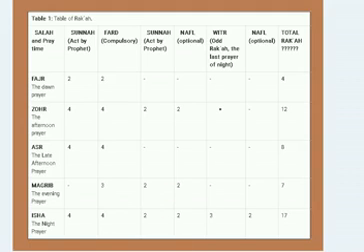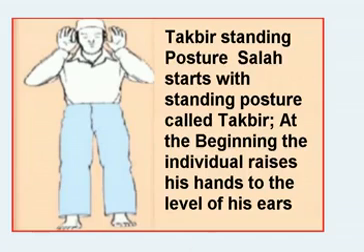And here you are going to learn how to say the prayer, how to perform the prayer. The first position in the prayer is the takbir. What is the takbir? In the takbir, you are in a standing posture. Let's start with the standing posture. You stand and you give a posture called the takbir at the beginning. You raise both hands simultaneously to the level of the ears.